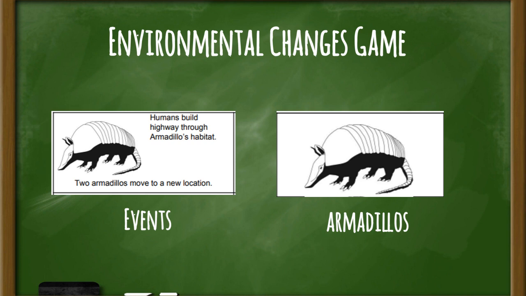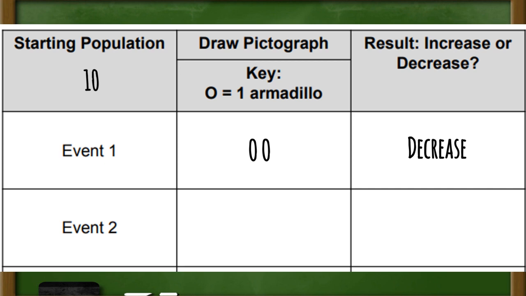So, for example, the one we have on our screen says, the humans build a highway through an armadillo's habitat. 2 armadillos move to a new location. For this card, we'll then need to go to our sheet of paper to record the information we're seeing. From the information that I was given in my starting armadillo pile, our starting population was 10. That's how many blank armadillo cards each of our groups got. The event that we pulled was that we lost two armadillos, or they moved to different places because their habitat was being taken over by a highway.